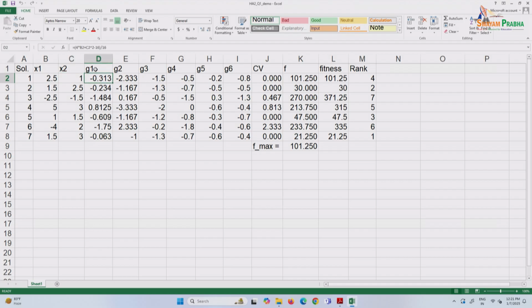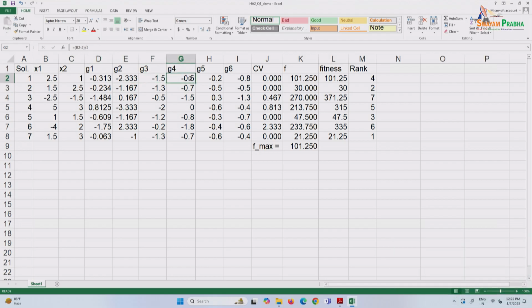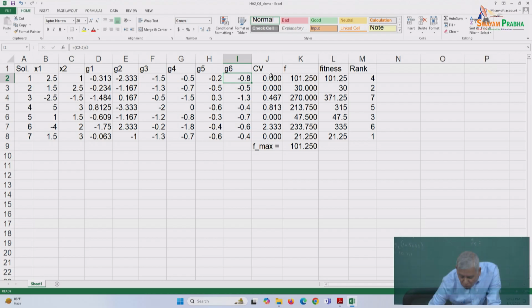Now you see G1 you compute. So G1 is this divided by the constant, and then G2, another constraint I put in, it comes from x1, x2. Then you have G3. G3 is simple, you see, variable bounds. G4, another variable bounds, G5, G6. So these are with x2 and these are 2 with x1. And then you compute the CV.